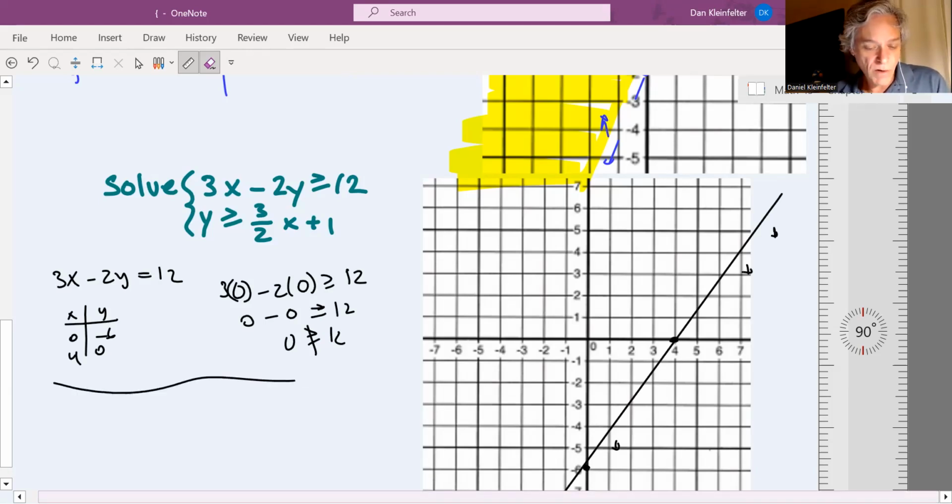Okay, now we're going to go with the second one. y equals 3/2 x plus 1. For this one, the y-intercept is 3. Sorry, I lied. The y-intercept is 1. The slope is 3/2. So we will go up 3 and right 2.